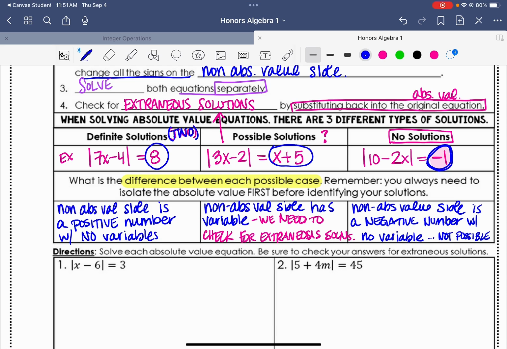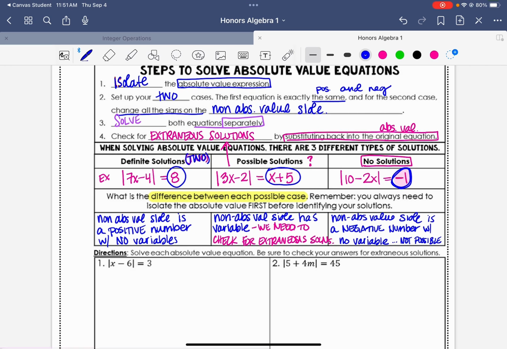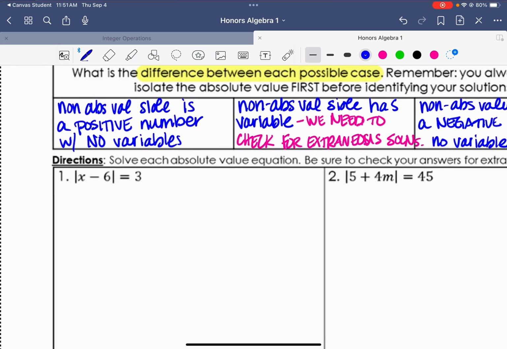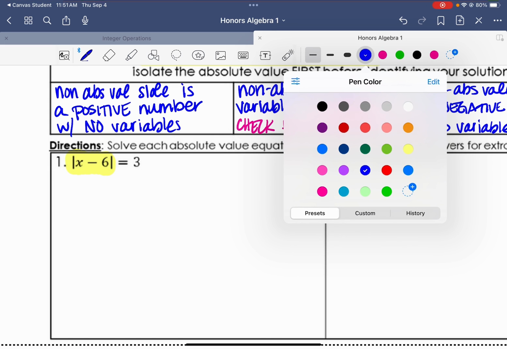All right, so let's just go through and solve these and see how we're going to write our answers, because we're going to write our solutions a little bit differently because they're a set. Number 1, isolate the absolute value. The absolute value is isolated in this first example, the absolute value of x minus 6. So all I need to do is separate this into its two possibilities.